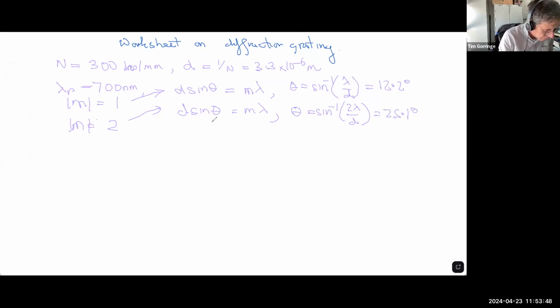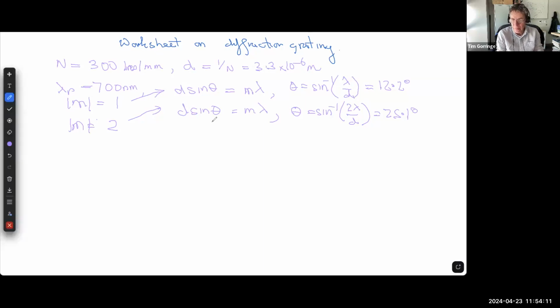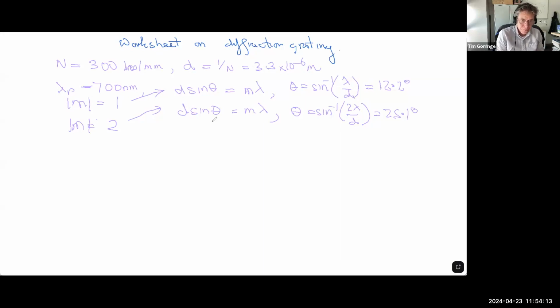So this is the location of the bright red bands for the red light. They're on either side of the central maximum. To the left and to the right, there's a bright red band at 12.2 degrees. And beyond that, to the left and the right, there's a bright red band at 25.1 degrees. They correspond to m equals plus or minus 1, m equals plus or minus 2.